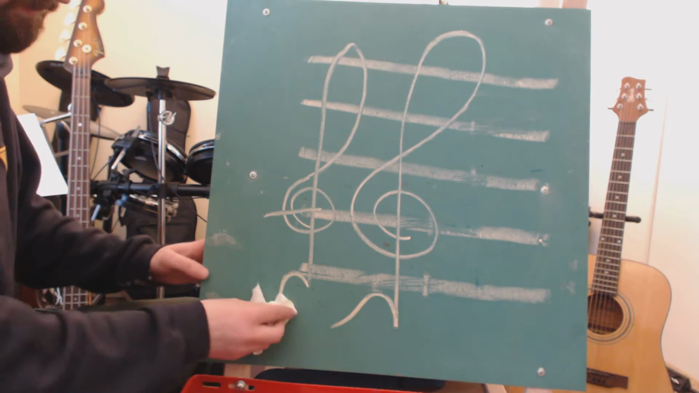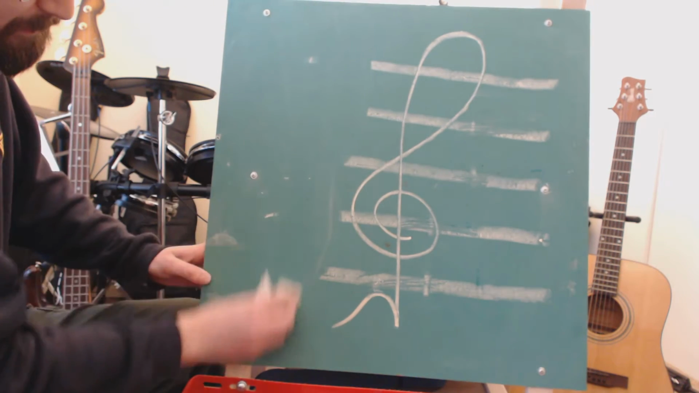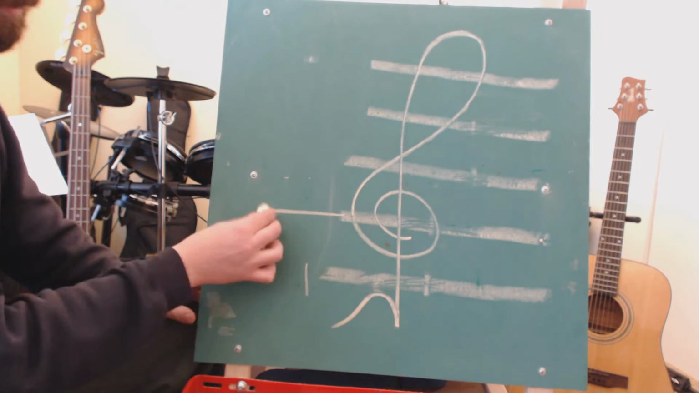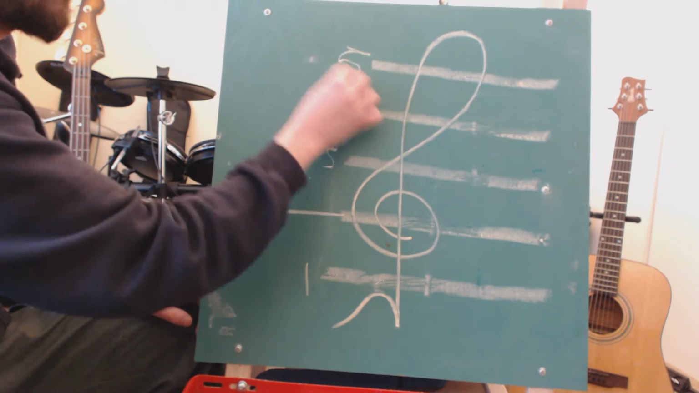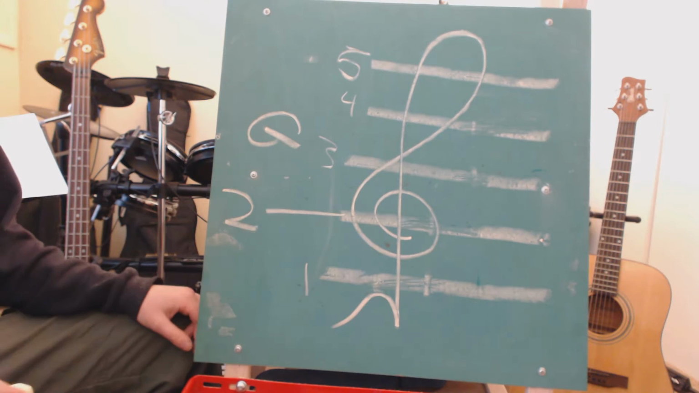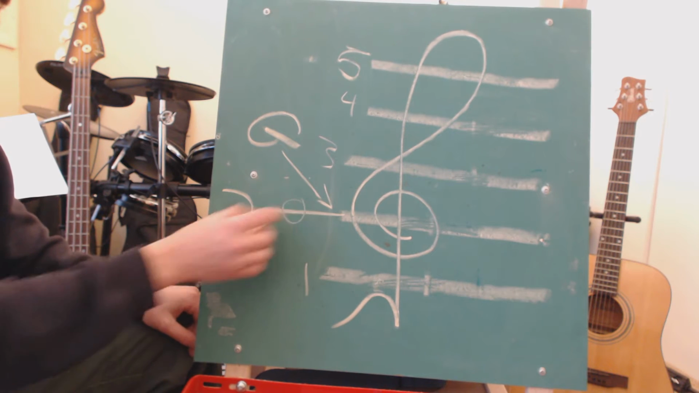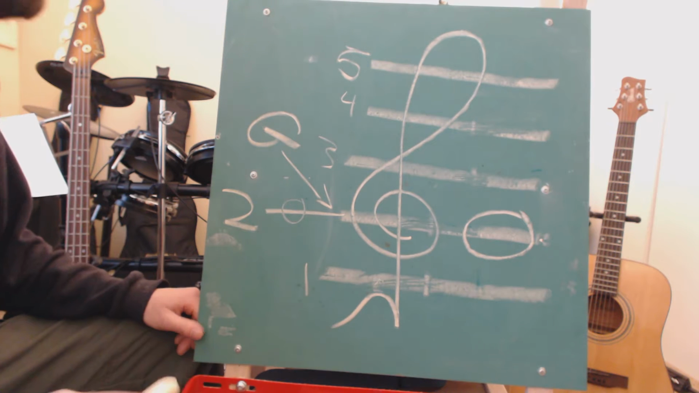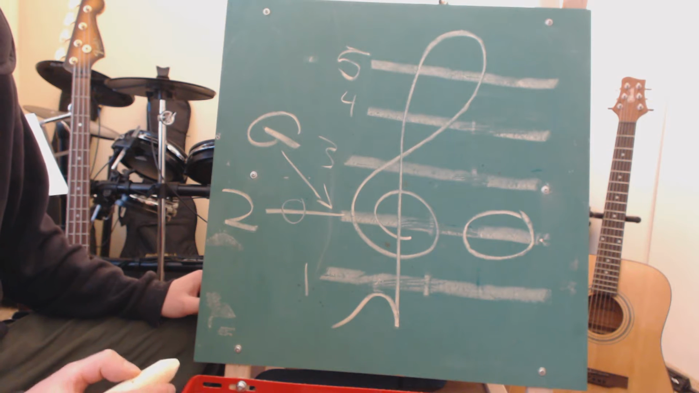So what the treble clef does is the treble clef marks here, the second line, as the note G. Any notes that will appear on the second line will be the note G. Treble clef is also called the G clef for this reason.